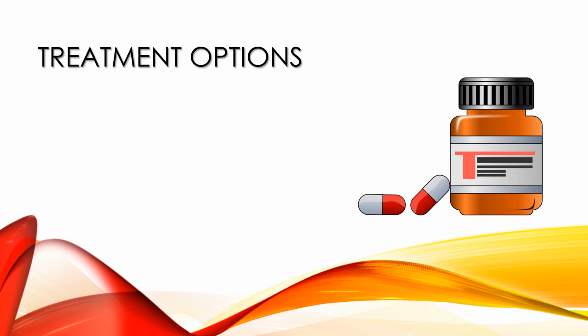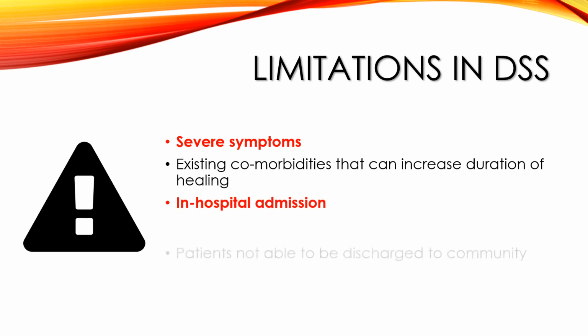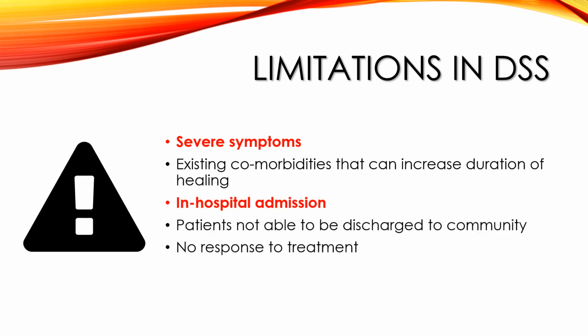So what drugs are usually given to patients with cellulitis? Flucloxacillin, it's a narrow-spectrum antibiotic. If they're allergic to it, erythromycin. If they're allergic to both, cefalexin. And cefazolin for IV antibiotic in the community for POAC. And they usually give probenecid as well. It decreases the renal excretion of the antibiotic, but more studies are needed to support this. The limitations of the DSS would be basically hospital admissions or systemic involvement.